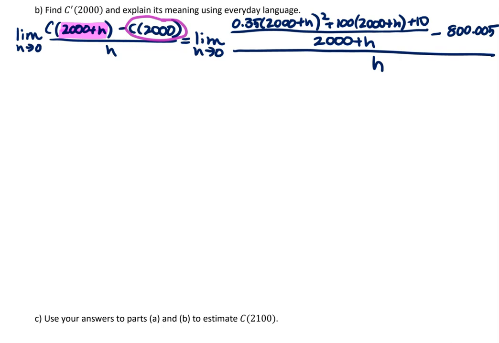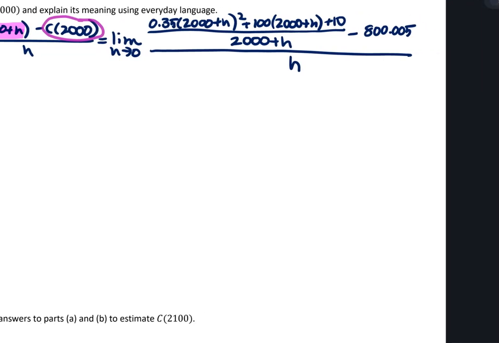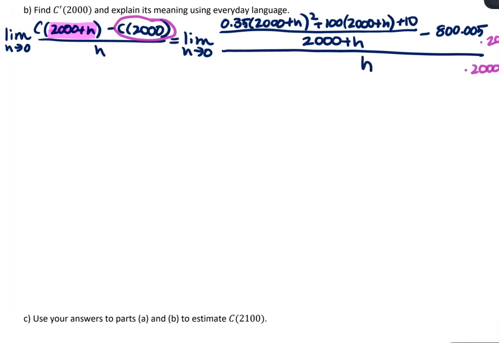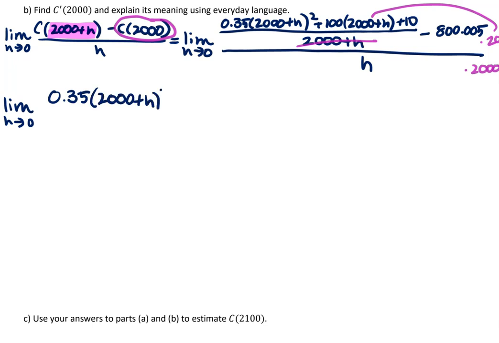Let's go ahead and start trying to simplify. While that is fairly ugly, the nice thing is that in terms of fractions within fractions, there's just one. There's just the 2000 plus h. So let's start by clearing that out. This isn't quite going to fit, but we would multiply top and bottom by 2000 plus h. And we would end up with, in this first fraction, when we distribute that 2000 plus h, that denominator cancels. So we'll have the limit as h approaches 0 of just the numerator left over. 0.35 times (2000 plus h) squared.